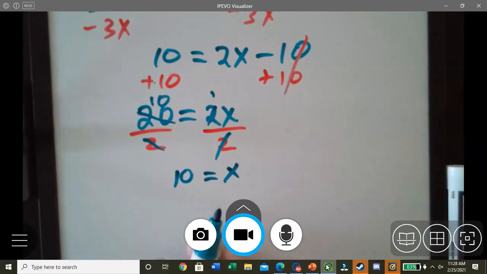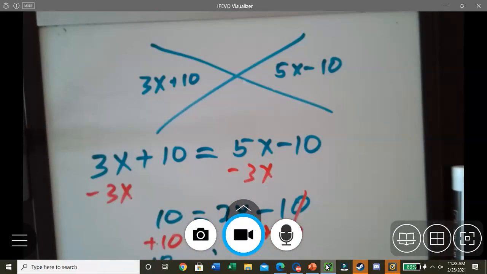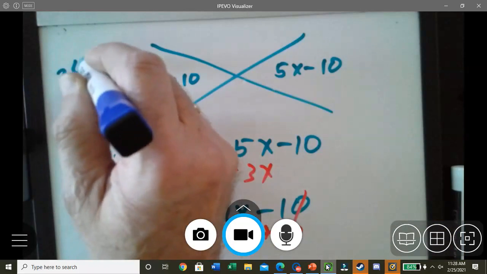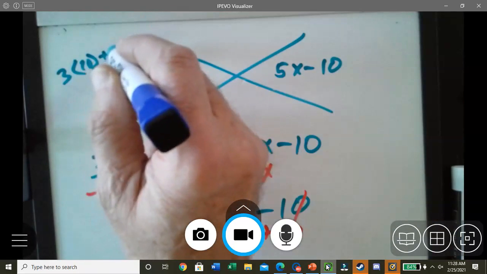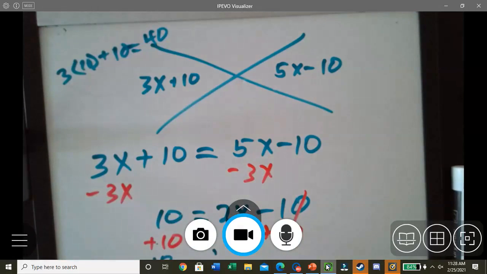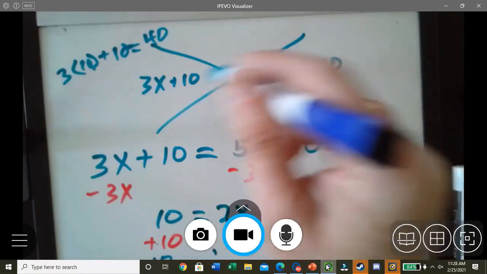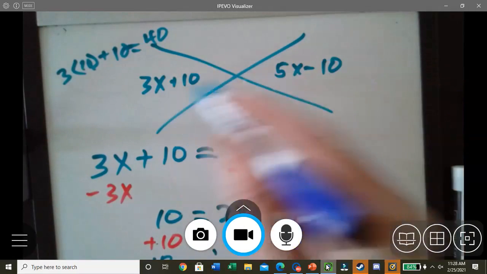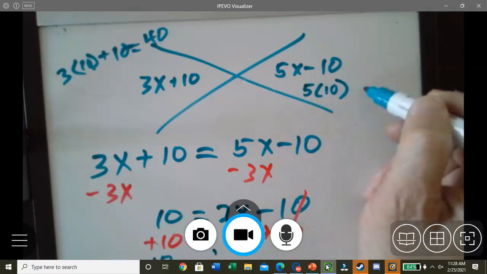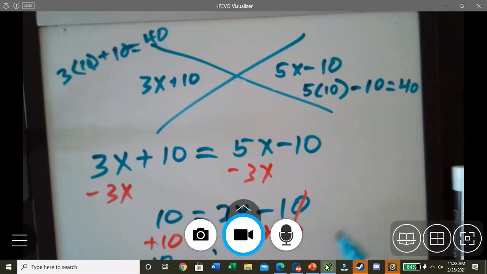Okay, but that's not our answer. We want to figure out what these angles are. So we take that 10 and we substitute it back in. So this would be 3 times 10 is 30, plus 10 is 40. So if this angle is 40, then the other angle should be 40 too, because opposite angles are congruent, or vertical angles are congruent. Opposite or vertical, same thing. So 5 times 10 is 50, minus 10 is 40.